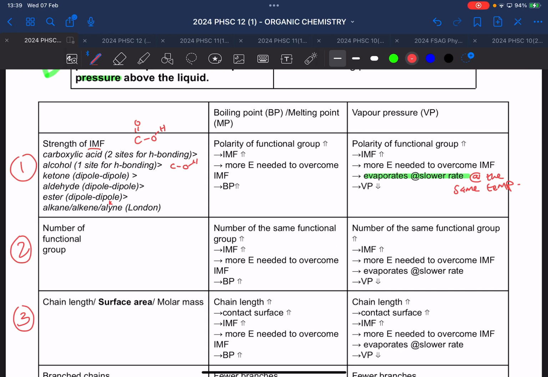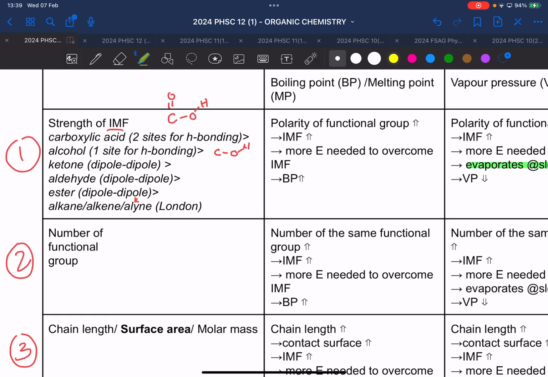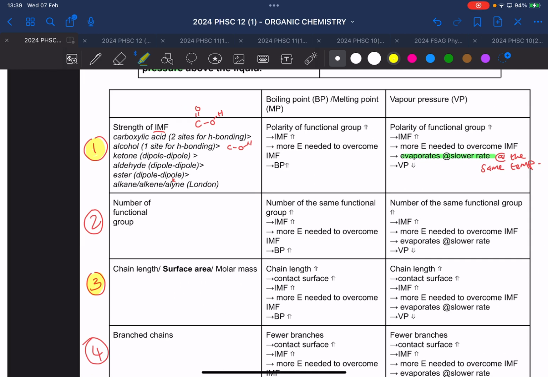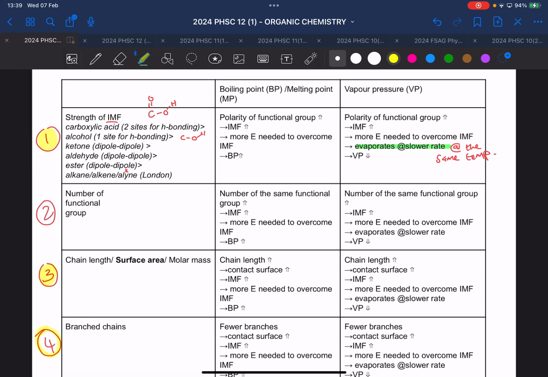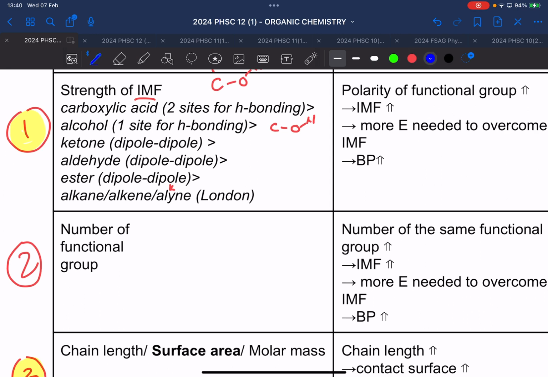Right. Then we have the number of functional groups. Now this one they do not ask a lot. Okay. The two that ask a lot is number 1 and number 3, the most. They do ask number 4 also. But number 2 they don't ask a lot. But maybe this year is the year. We don't know.